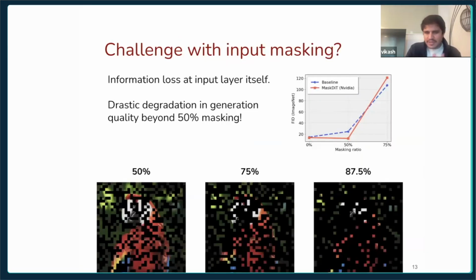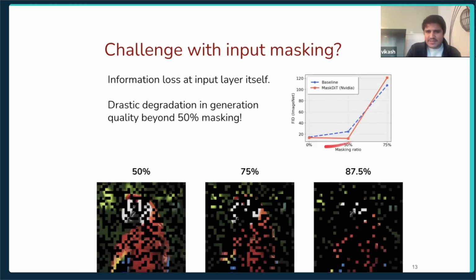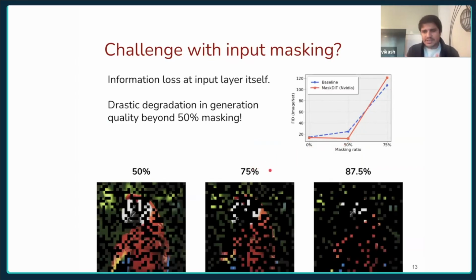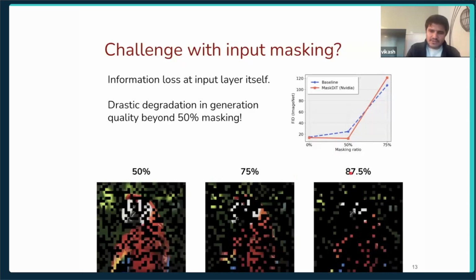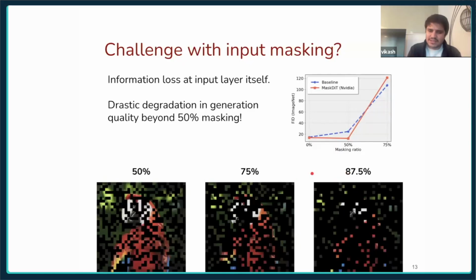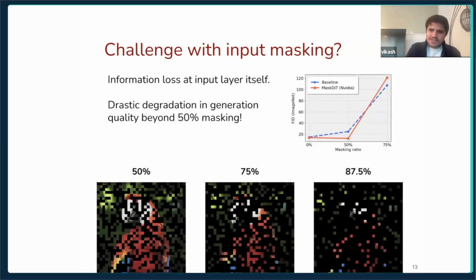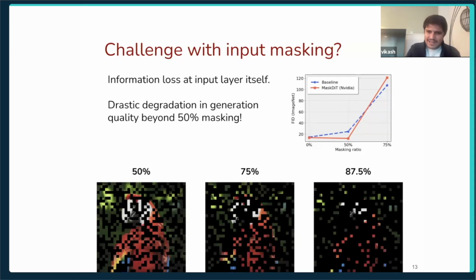The challenge with input masking, as you can see clearly, is that as you mask more and more pixels, the information content in the given image goes down. So if I mask 75% or even more, it's hard even for a human to recognize the key object in the image, let alone learn to synthesize it. This was clearly visible if you start training diffusion models with masking.